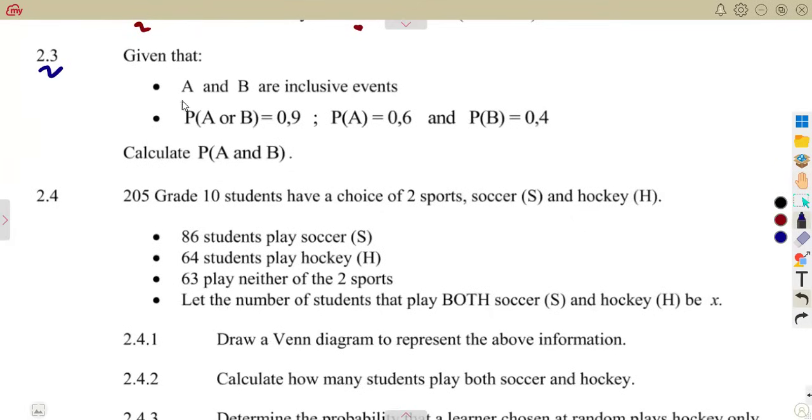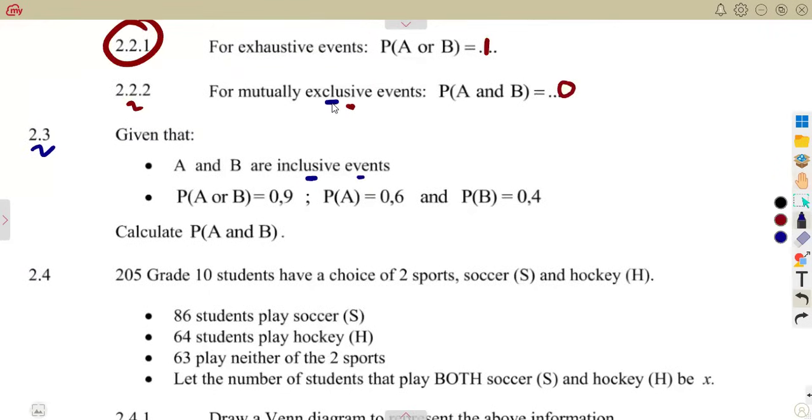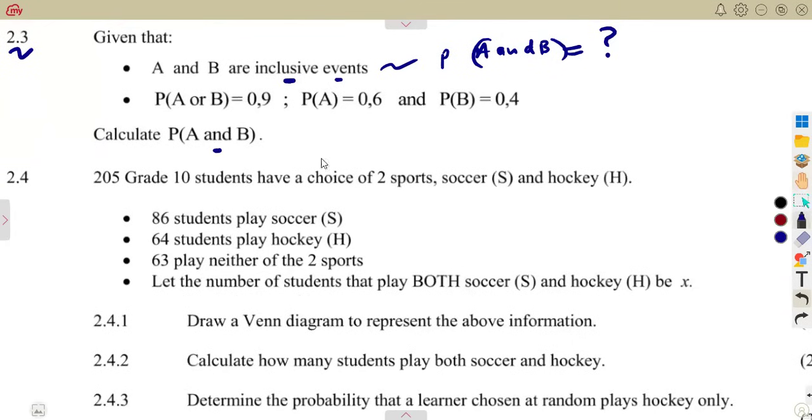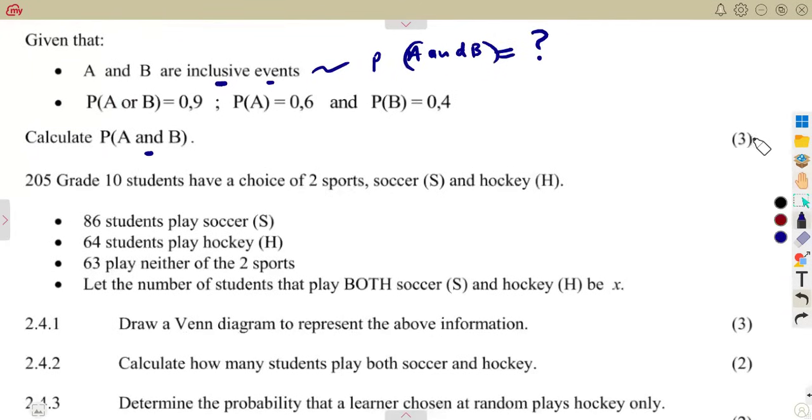All right. 2.3, given that A and B are inclusive events. Being inclusive means they are not mutually exclusive. So this time, the probability of A and B is not equal to 0. It is equal to a certain value, which is not 0, because it is the mutually exclusive case when the probability of A and B is equal to 0. So these ones, they are not. So the probability of A and B must be equal to a certain number, not a 0. That is why they're asking us now to calculate that probability of A and B, because this time you can obtain it. And that is 3 marks for that.